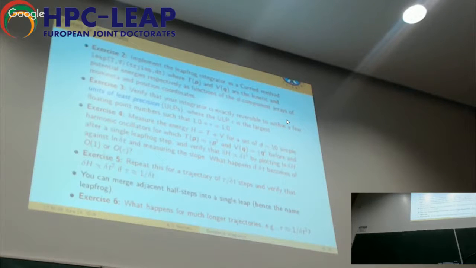So the first thing is to implement a leapfrog integrator as a curried method. Depending on what language you're using, if your language supports currying, then you can write it as a procedure L, procedure leap, which takes the procedures for the kinetic and potential energy as arguments and returns a procedure, which is a function of the trajectory length and the step size.